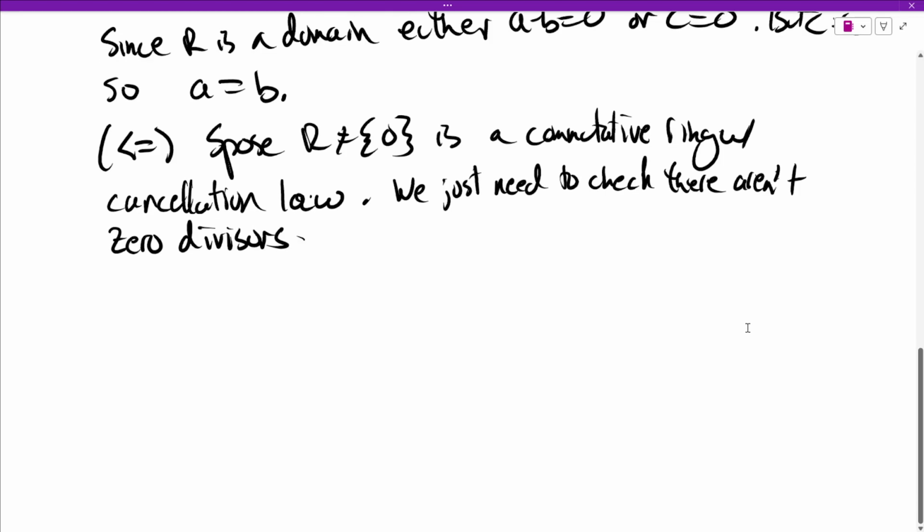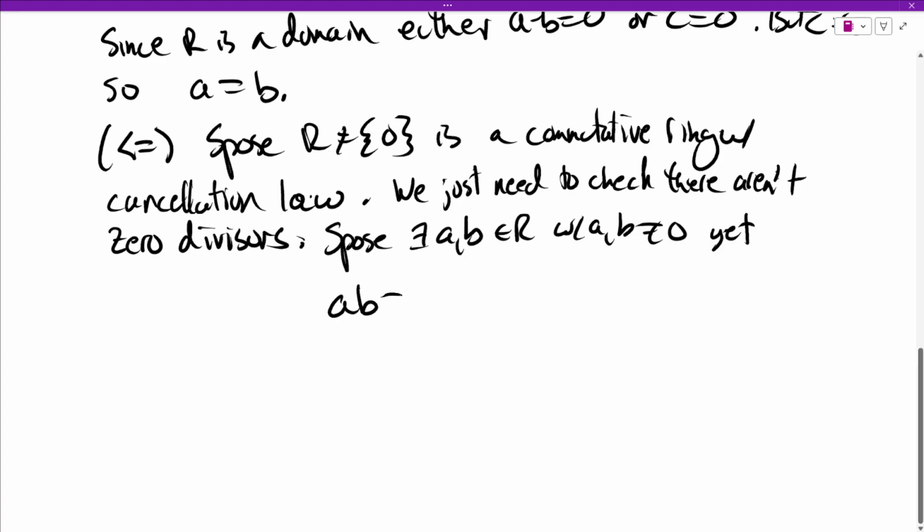Okay, well, suppose we have zero divisors. So suppose there exist A and B in R with A not 0, B not 0, yet AB equals 0. Well, another way of writing AB equals 0 is AB equals A times 0, because we proved that the product of any element with the additive identity is 0, so the right-hand side hasn't changed.